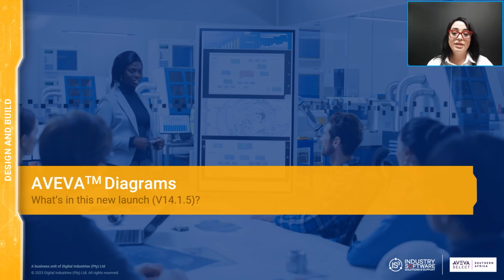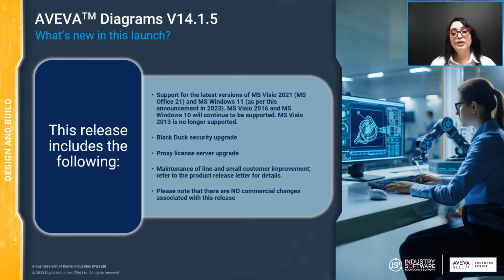The latest version of Diagrams is version 14.1.5. Let's have a look at what's new. Diagrams version 14.1.5 supports the latest version of MS Visio, which is 2021, but no longer supports 2013. It has had a security upgrade, a proxy license server upgrade, and there are no commercial changes associated with the release. In particular, there have been improved Dabicon functionalities and multi-region deployment support.